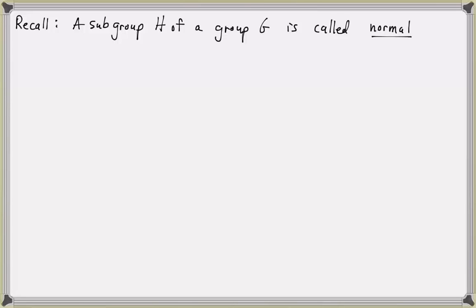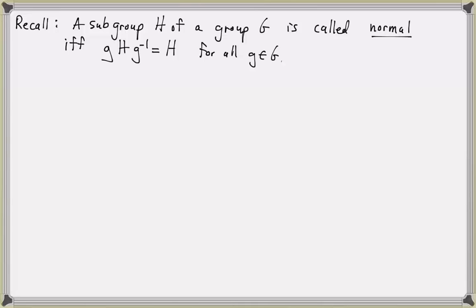To recall, a subgroup H of a group G is called normal if and only if g H g inverse equals H for all g in G. So this tells us that every conjugate of the subgroup H equals H. And this is one way to describe a normal subgroup.